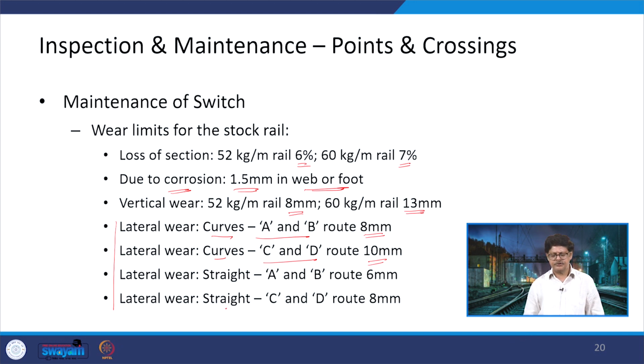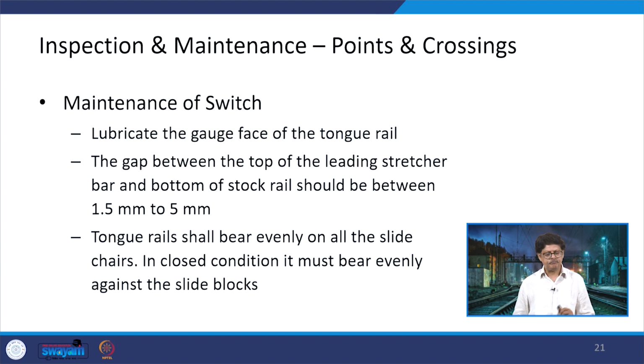Similarly, in the case of straight sections, for A and B it is 6 mm and for C and D it is 8 mm. Then another thing which needs to be done is lubricating the gauge face of the tongue rail, and the gap between the top of the leading stretcher bar and the bottom of the stock rail should be between 1.5 mm to 5 mm.